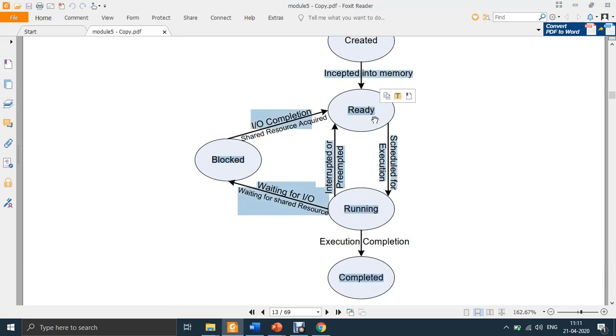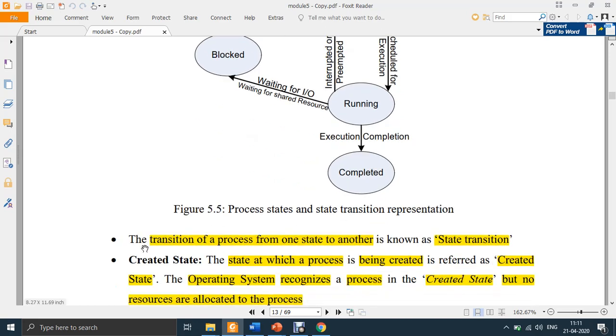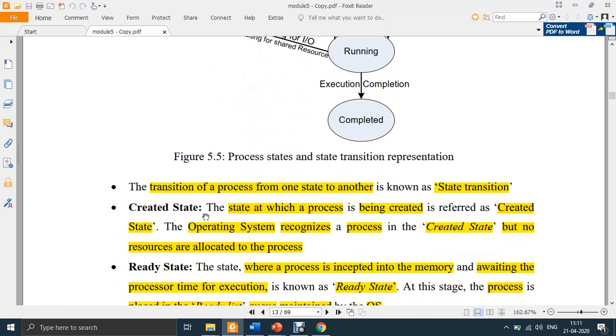Remember, in the ready state there are only processes which are waiting only for the CPU, but not other resources. If it has all the other resources that it wants to run and it only needs the CPU, only then it will be in the ready state. So now we'll go on to each state.